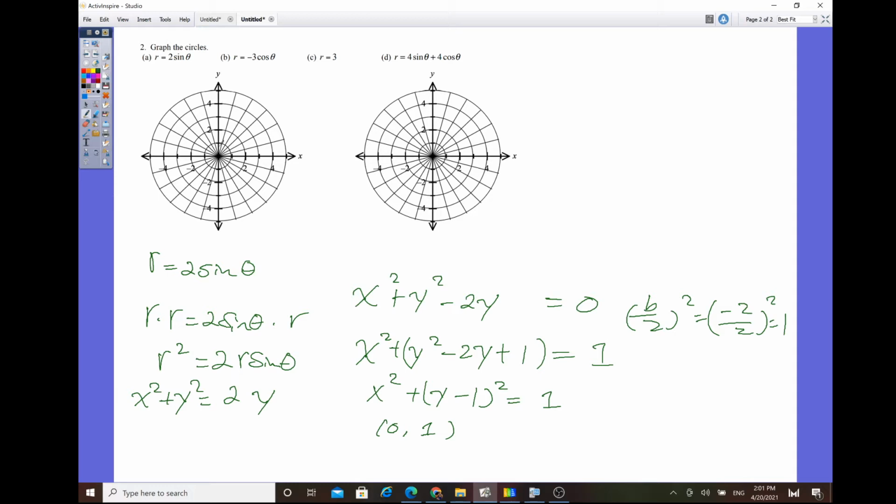The center started at 0 and 1, which is all the way up here. And then the radius, which is 1. So 1 unit to the right, 1 unit up, 1 unit down, 1 unit to the left, 1 unit to the right. And then basically just connect them.